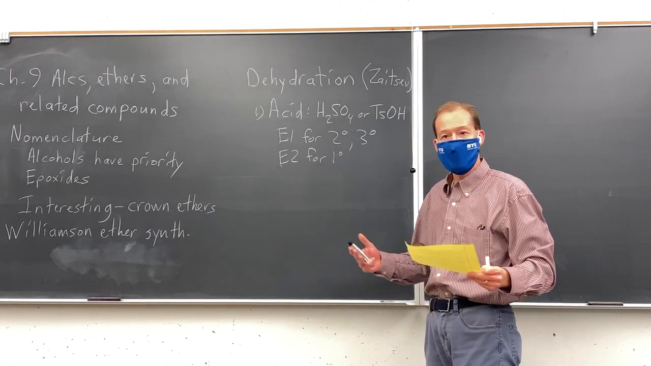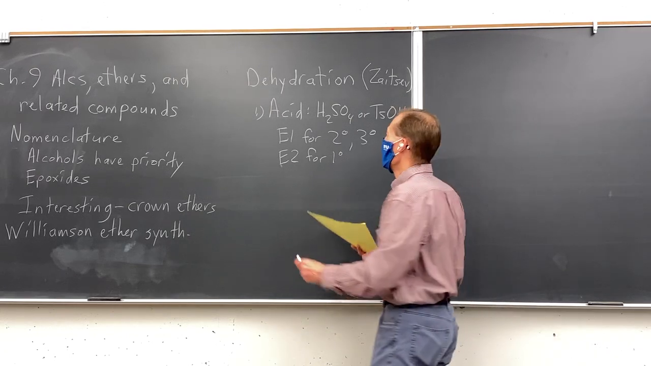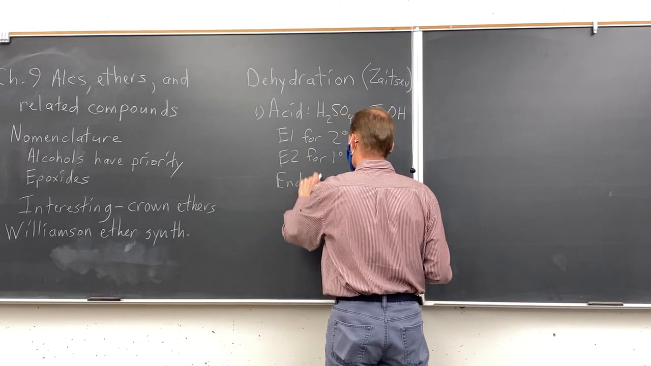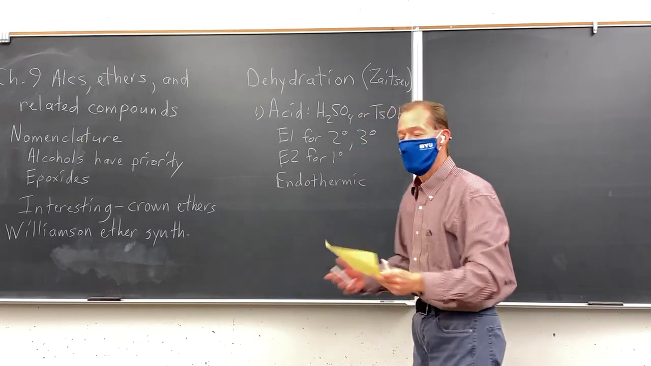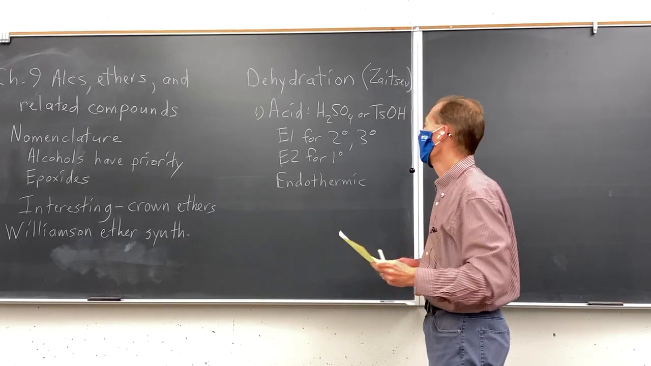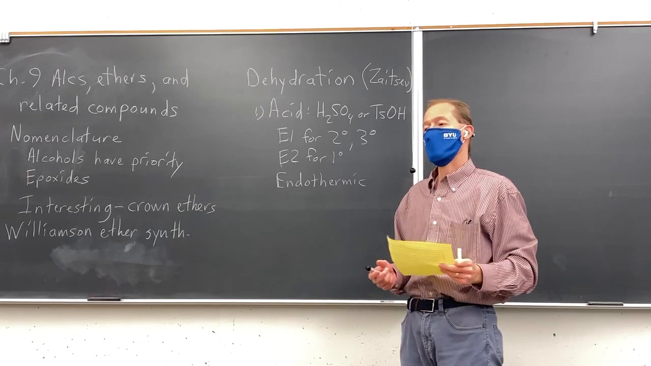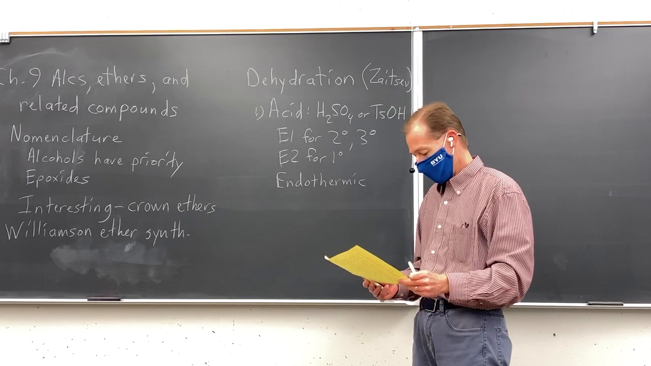More substituted alcohols will react faster. We also learned that this reaction is endothermic. We're breaking two sigma bonds and replacing them with a sigma and a pi bond, so it's endothermic. But we also talked about how we can use Le Chatelier's principle to drive a dehydration reaction to completion.